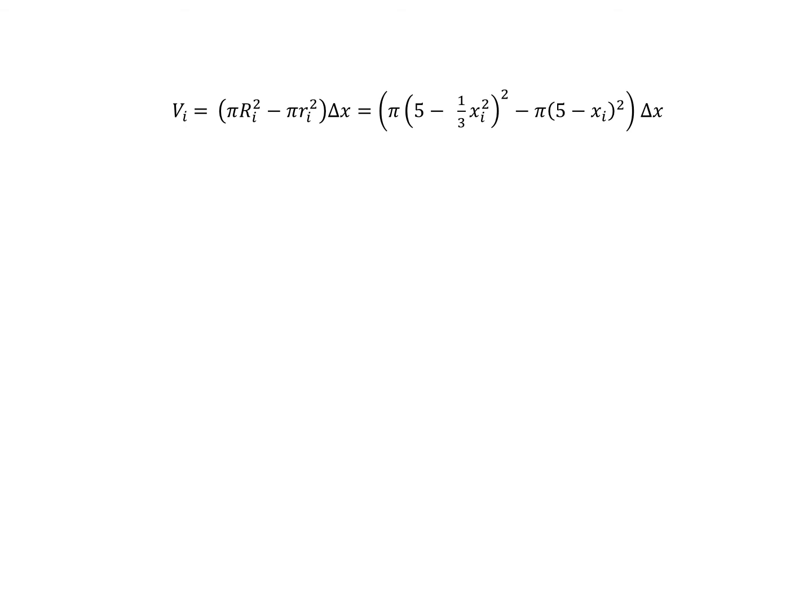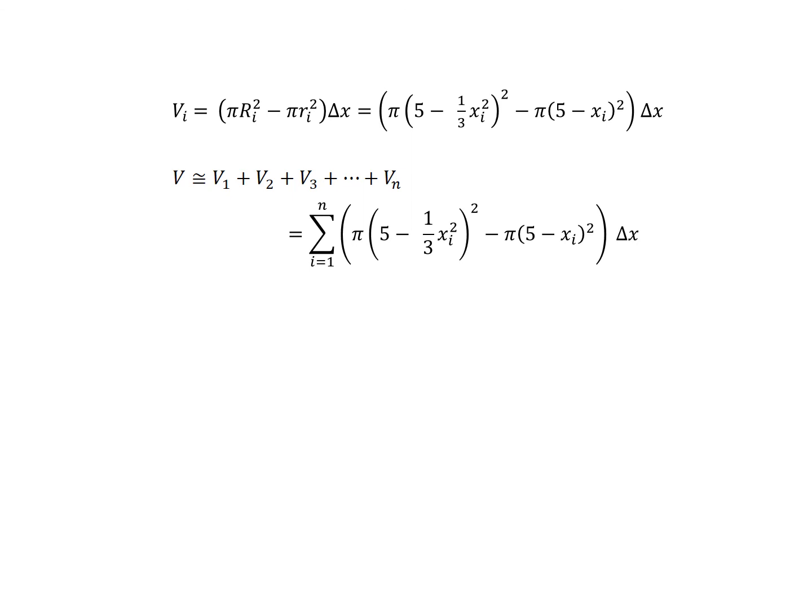So our volume was this cross-sectional area times the thickness, but I know the capital R sub i, I know the little r sub i, just substitute those in there. So if we add up these n washers here, we'll get an approximation to the actual volume. So for us, n was 14. We can write this in sigma notation, just the sum from i equals 1 to n. And I just have that expression again.